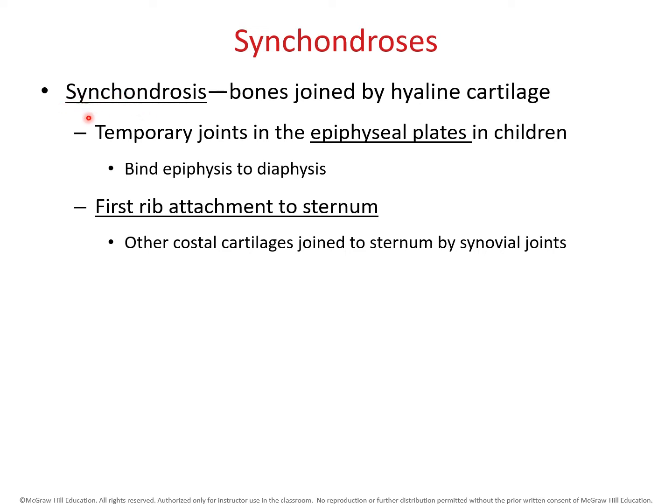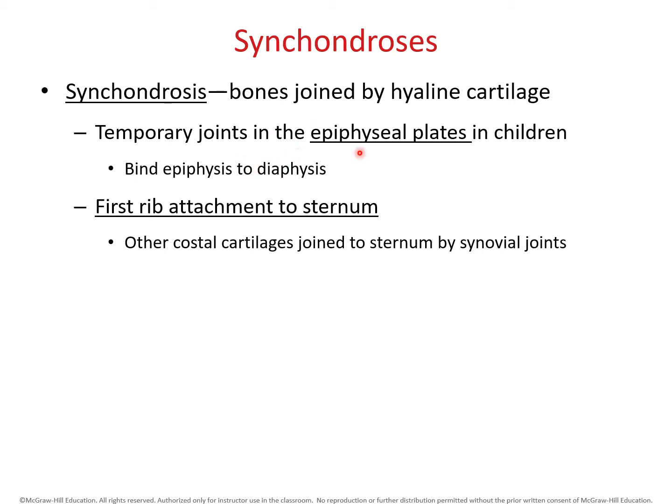Notice we have our prefix syn, meaning close together, and we have chon or chond. Whenever you see that base word, it always means cartilage. So if you're talking about a synchondroses, this is a joint where the bones are linked together by cartilage, not collagen, cartilage, specifically hyaline cartilage. Hyaline cartilage, which you've already learned a little bit about, is the cartilage that is associated with bone.